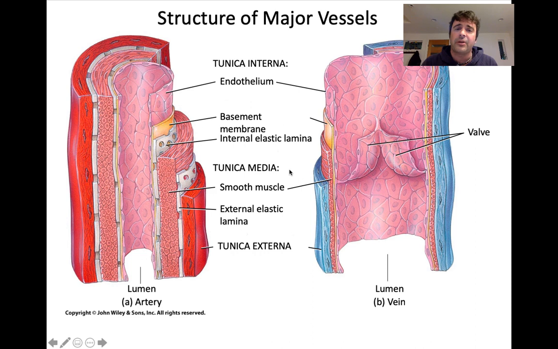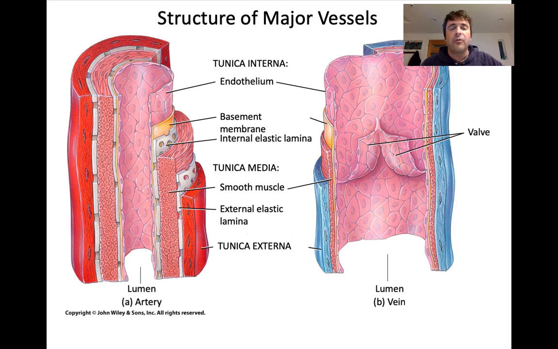I'm spending a lot of time on this because the structure of an artery compared to the structure of a vein is important in understanding the cardiovascular system. So if I asked you, what's the primary functional role of an artery? It takes blood away from the heart, and ultimately it feeds blood into the tissues and a network of microcirculation. What's the pressure? Well, arteries are relatively high pressure systems.